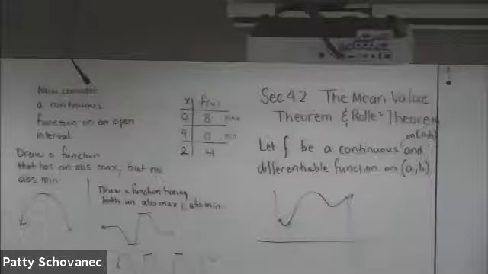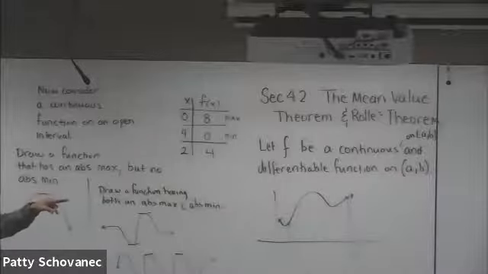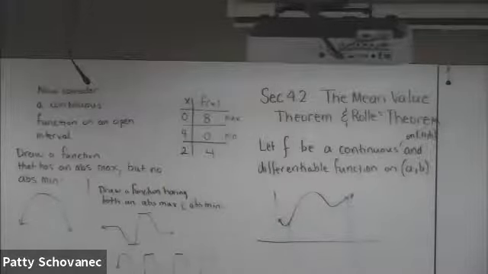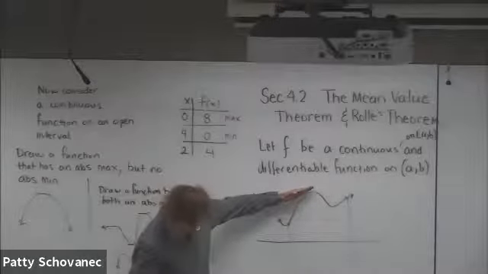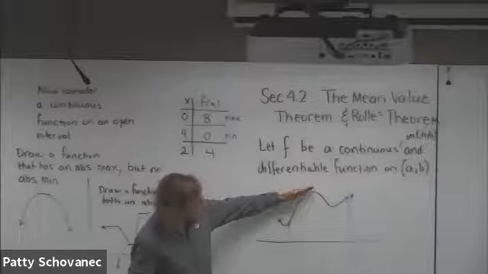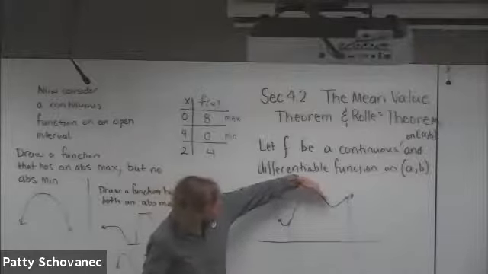And what the mean value theorem says is that this function is going to have at least one more place somewhere between A and B where the slope of the tangent line is parallel to that blue line. That's all this theorem says. Somewhere in here on this curve, the slope of the tangent line, maybe here, is parallel to the slope of the blue line. At least one time.